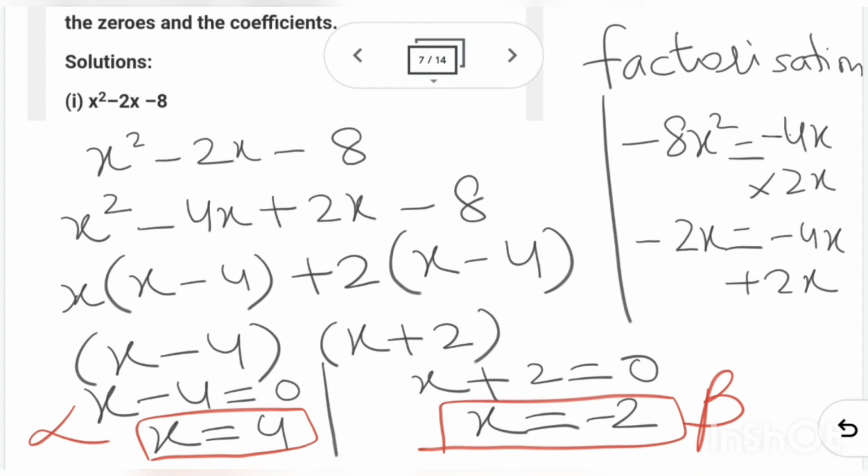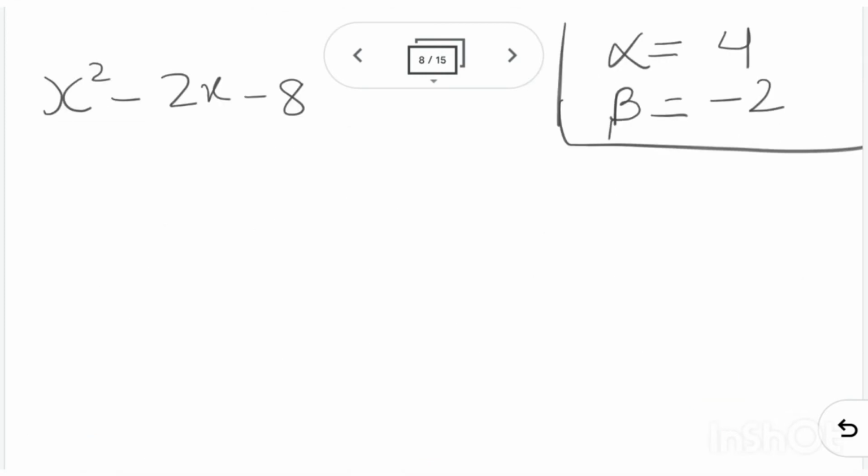Now we have found the zeros. Now let's verify the relation between its zeros and coefficients. From this polynomial, first of all let's write the coefficients a, b, c. A is 1 because nothing is written with x square, which means the coefficient is 1. B is minus 2, the coefficient of x, and c is minus 8.